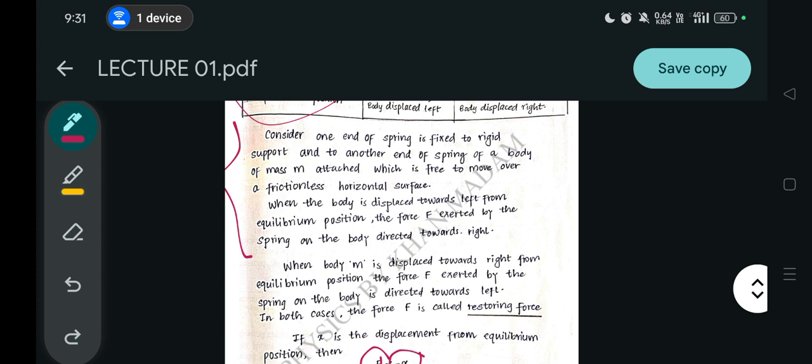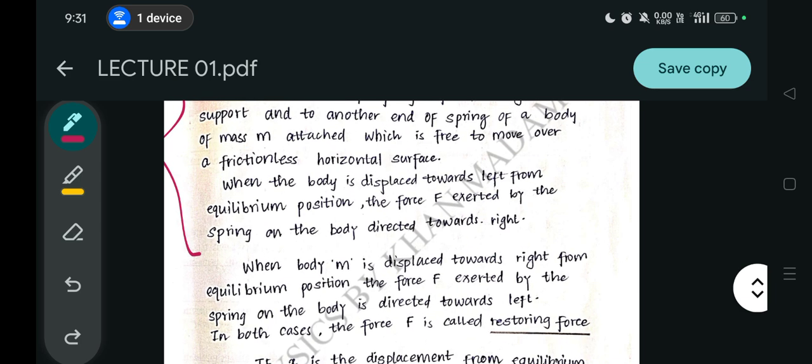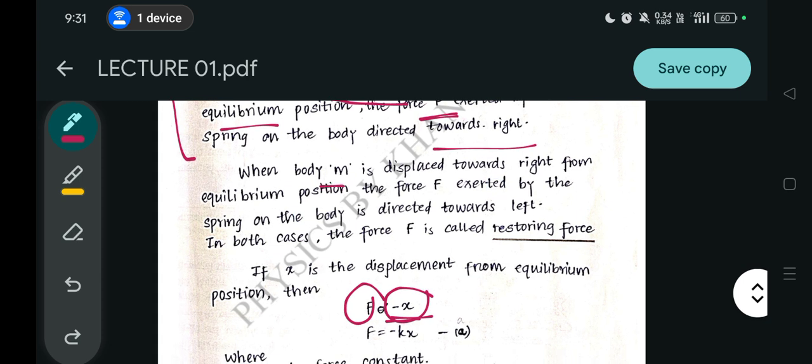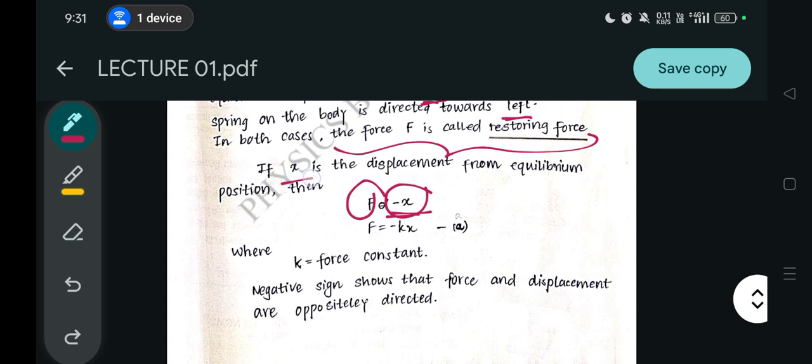Consider one end of a spring fixed to a rigid support and to the other end of the spring a body of mass m is attached, which is free to move over a frictionless horizontal surface. When the body is displaced towards the left of the equilibrium position, the force exerted by the spring on the body is towards the right, basically in the opposite direction. When the body m is displaced towards the right from the equilibrium position, the force F exerted by the spring on the body is directed towards the left. In both cases, the force F is the restoring force. We have considered x as the displacement and F as the applied force. So this is how we have F proportional to minus x.